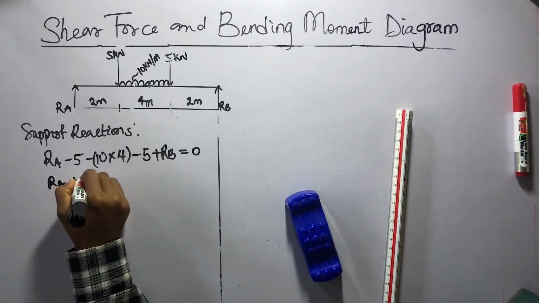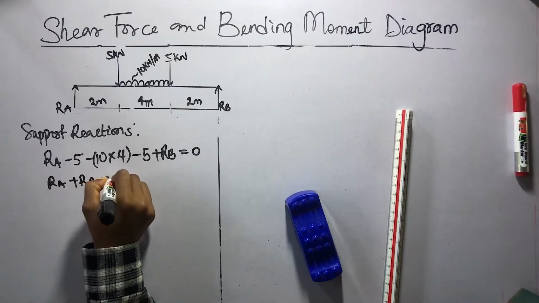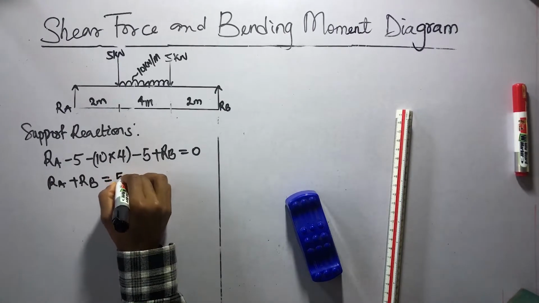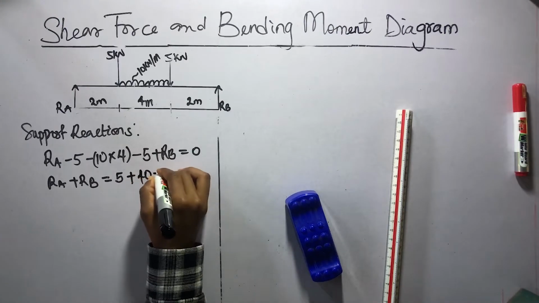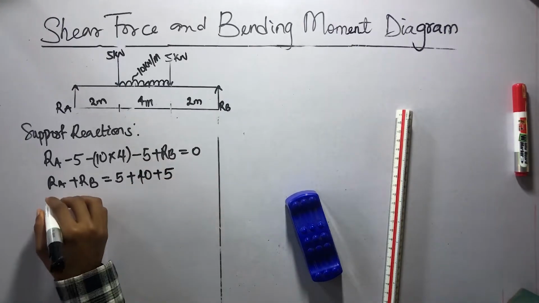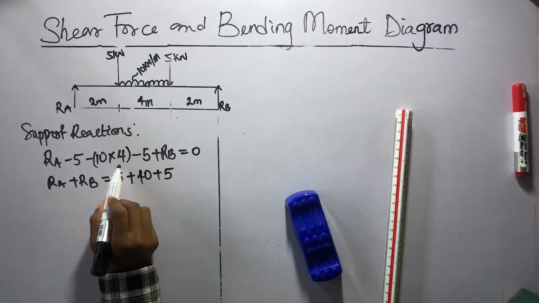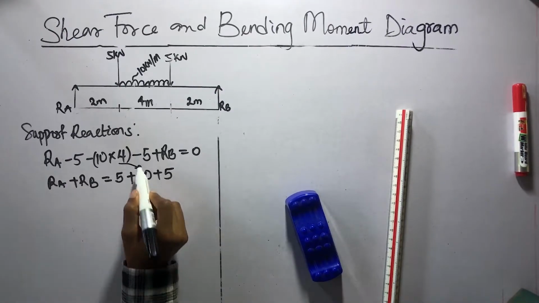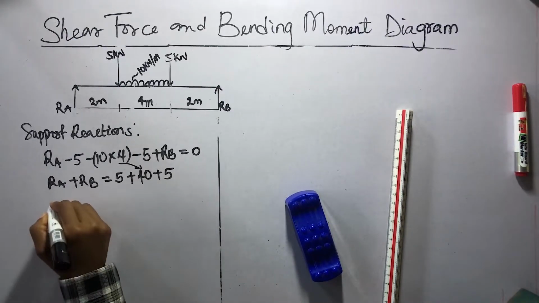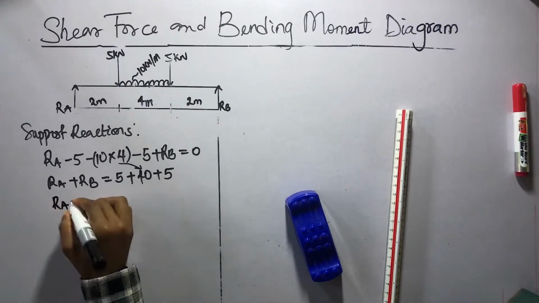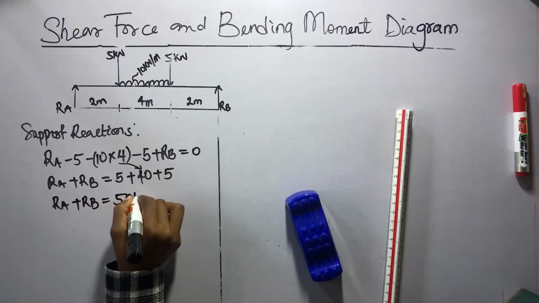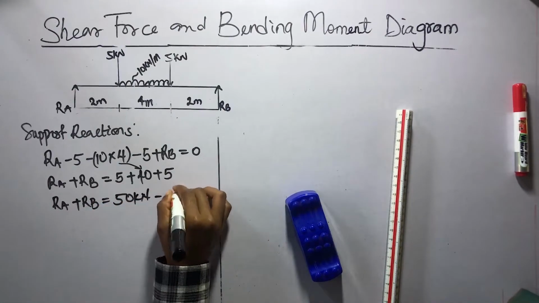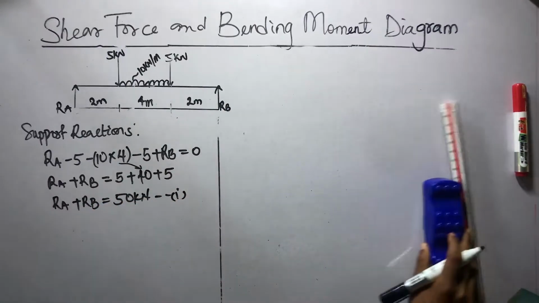So you have RA plus RB is equal to, collecting like terms here, 5 plus 40 plus 5. 10 times 4 is 40, just so you know. So you have RA plus RB is equal to 50 kilonewton. We take this as equation 1.